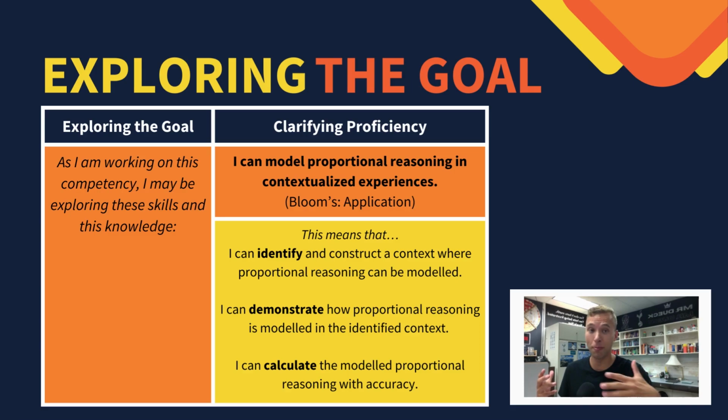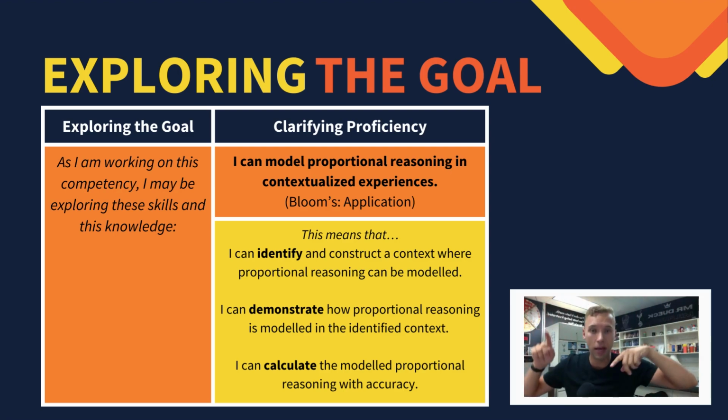Now we're going to continue with our backwards design and move to the left, if you looked at that larger continuum, and we're going to start to fill in the section called exploring the goal. So clarifying proficiency is what do my students need to accomplish to show that they're proficient? Exploring the goal is as students are working on this competency, they may be exploring these skills and this knowledge. So before they can model it, and before they can identify or demonstrate or calculate, what do they need to do?